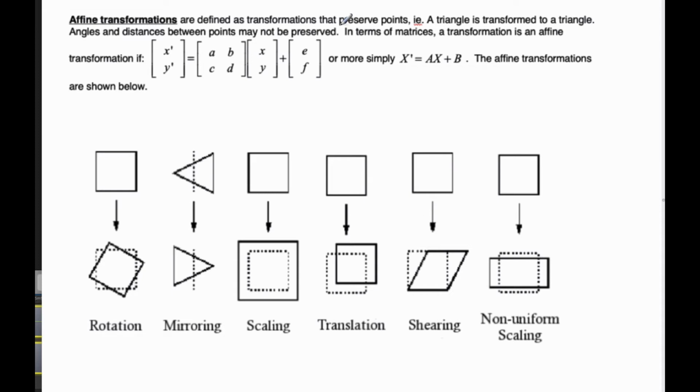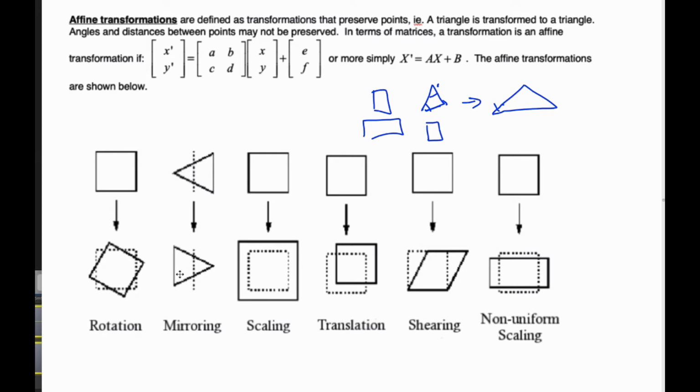Okay, so affine transformations are transformations that preserve points, meaning that if I have a triangle and I do some kind of a transformation to it, I end up still with a triangle. It doesn't mean that the angles are all the same or that the distances are all proportional. It just means a triangle becomes a triangle. A square may become a rectangle, may be a square, but it's still a four-sided figure. And it could be many things.